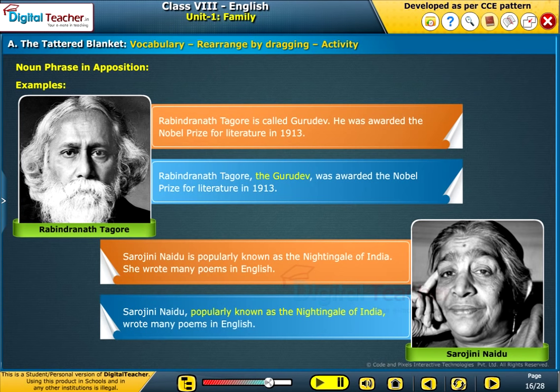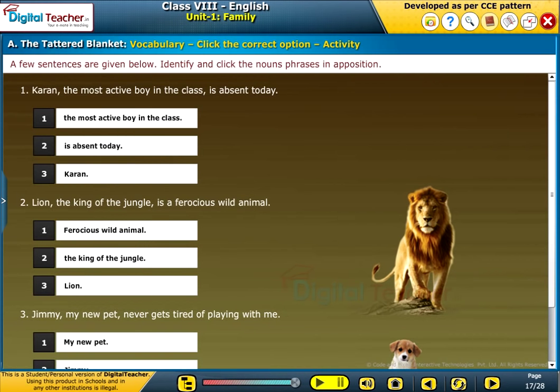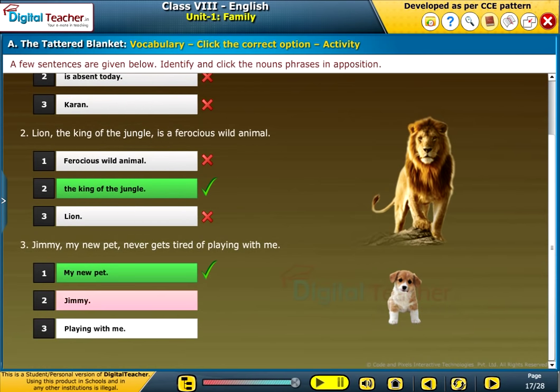In the first example, the Gurudev is the noun phrase in apposition because it is coming after the main noun Rabindranath Tagore and describing him. In the second example, popularly known as the Nightingale of India is the noun phrase in apposition because it is coming after the main noun Sarojini Naidu and describing her. Let us do an activity to understand the noun phrases in apposition better. A few sentences are given below. Identify and click the noun phrases in apposition.